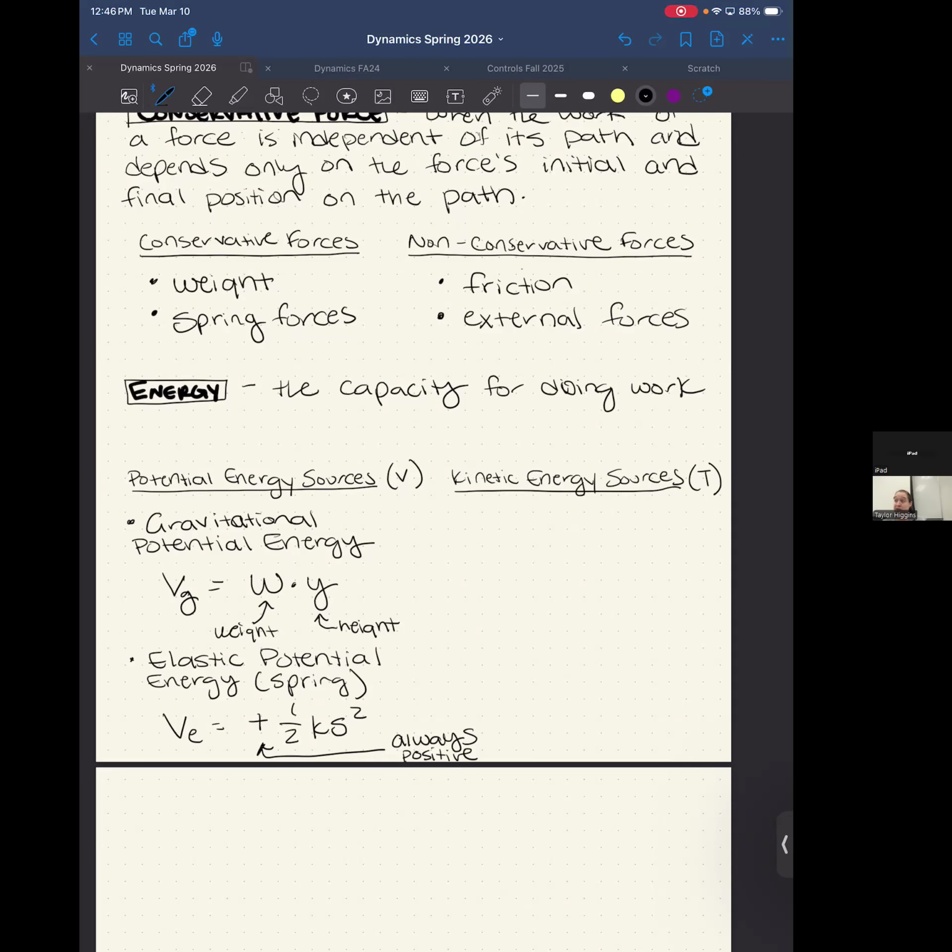Is gravitational potential energy always positive? It turns out no. It depends on where you set your datum or your reference height. Okay.